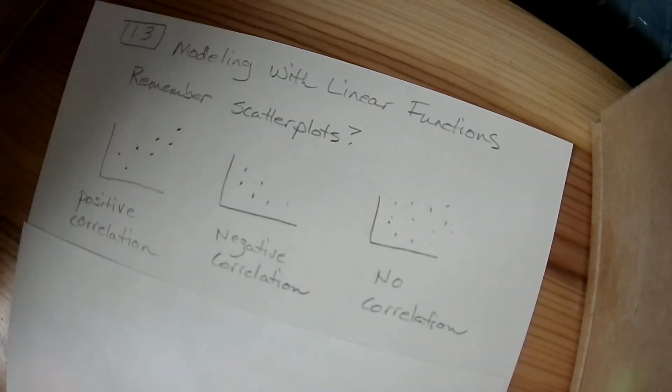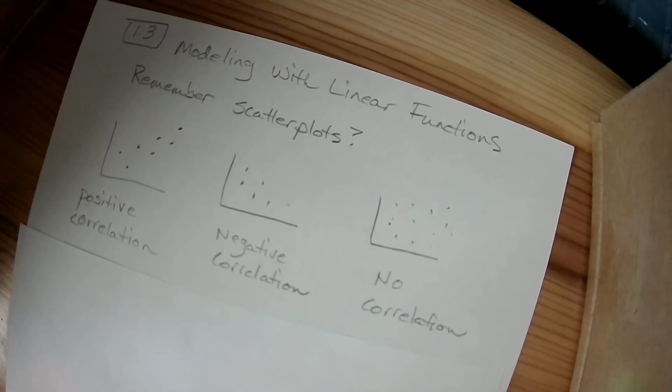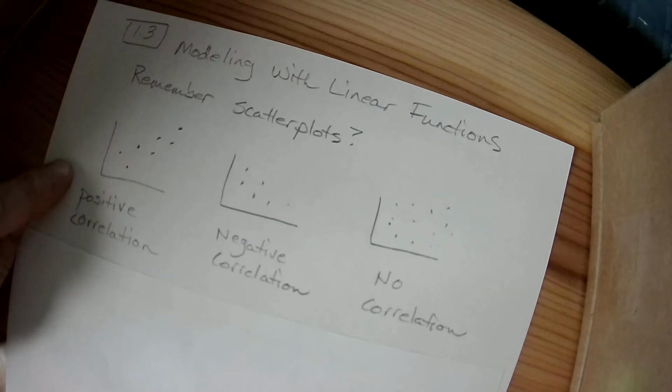All right, so now we're going to talk about section 1.3, and the worksheet that goes with this is going to go really fast for you. Linear, remember scatter plots, looking at linear relationships. Let's say you have a set of data, you graph your x and y points, and it looks like this.